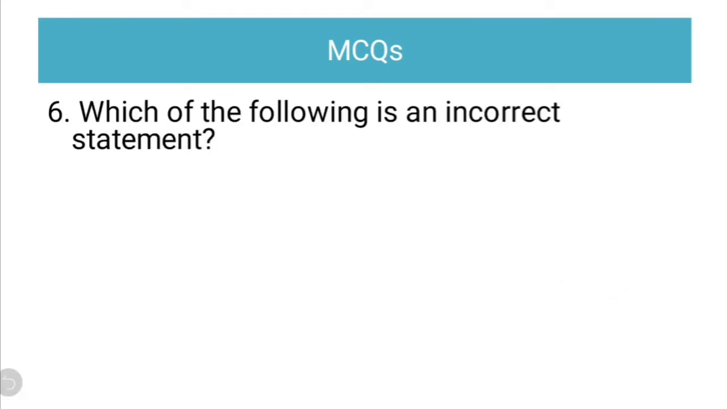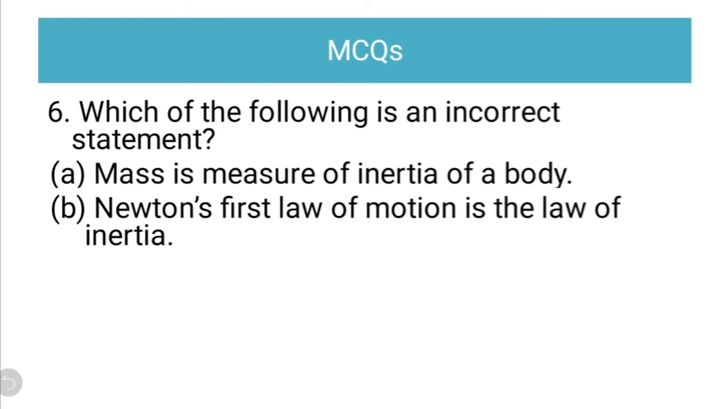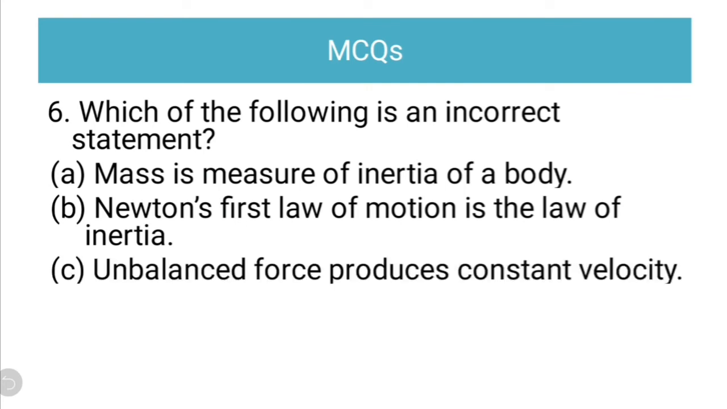Question 6. Which of the following is an incorrect statement? You have to find out the incorrect statement. Mass is a measure of inertia of the body. This is true. It is a correct statement. But you have to find the incorrect statement. Newton's first law is the law of inertia. It is also correct. Unbalanced force produces constant velocity. This is not possible. If you are applying unbalanced force, then it won't produce constant velocity.